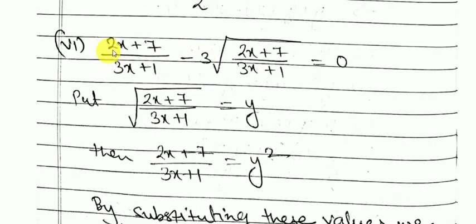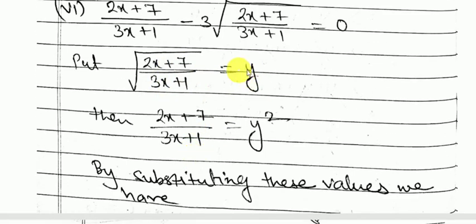Okay. Next is this 2x plus 7 upon 3x plus 1 minus 3 square root of 2x plus 7 upon 3x plus 1. So what I can do is, you can see these two are same. The only difference is here is the square root. So for this you can take y. Let this be y. So if the square root of this is y, then y square will be 2x plus 7 upon 3x plus 1.